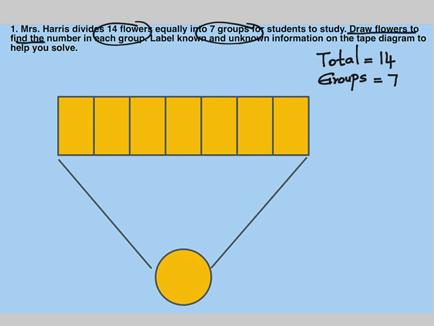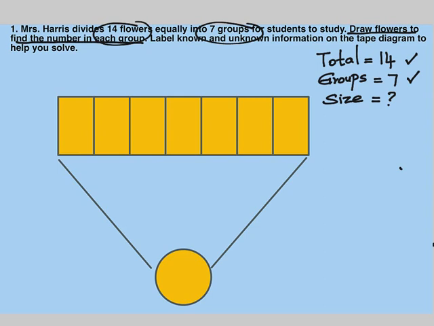Draw flowers to find the number in each group. Each group means one group, that is the size of one group. So we don't know the size. Since we know the total and the number of groups, we should make a division equation or division number sentence. Always remember, if you have to find the total, then you have to go for multiplication. If you have to find either the groups or the size, then you should go for a division number sentence.